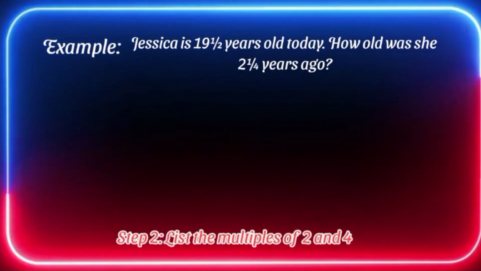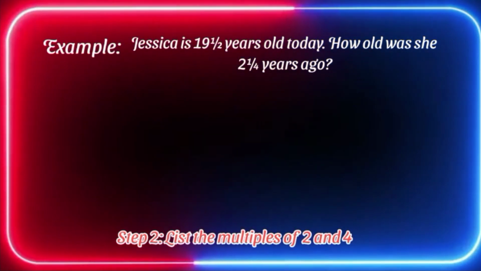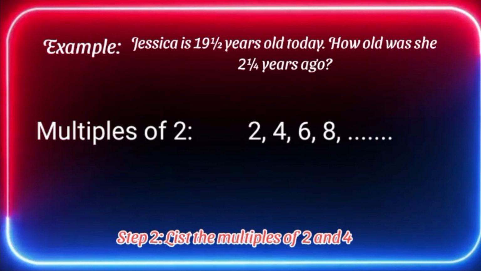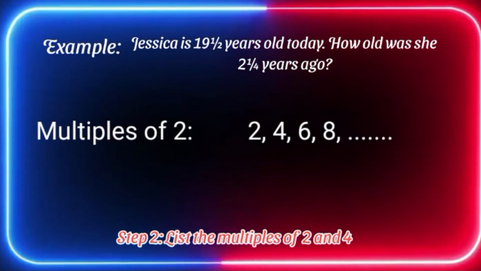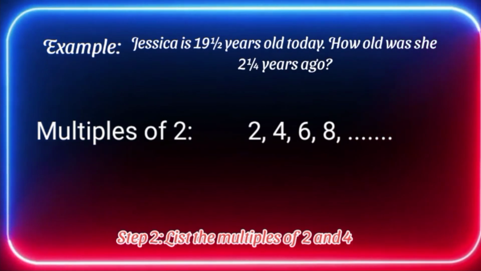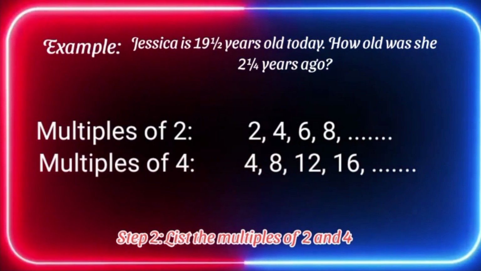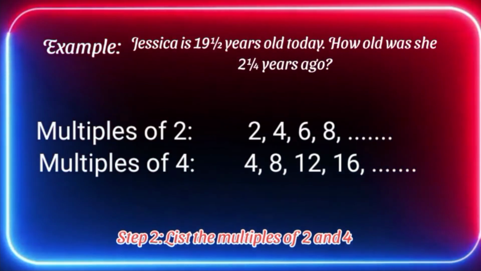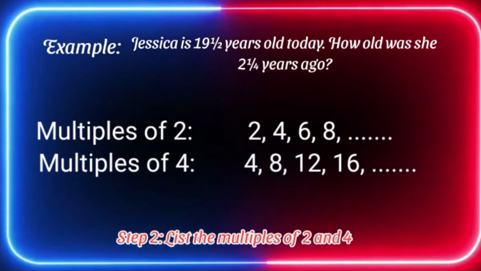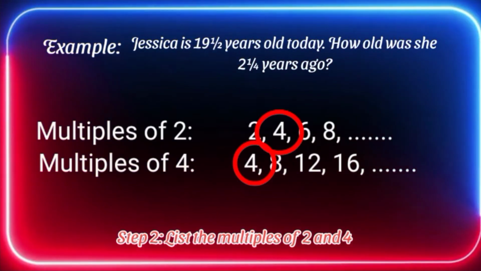Step 2, list the multiples of 2 and 4. First, you have to list down the multiples of 2. We have 2, 4, 6, 8, 10, and so on and so forth. And the multiples of 4 are 4, 8, 12, 16, and so on and so forth. Now, the least common multiple between 2 and 4 is 4. So, let us proceed to step 3.